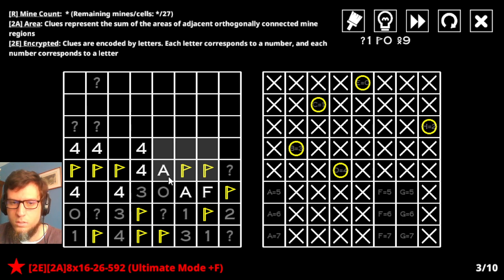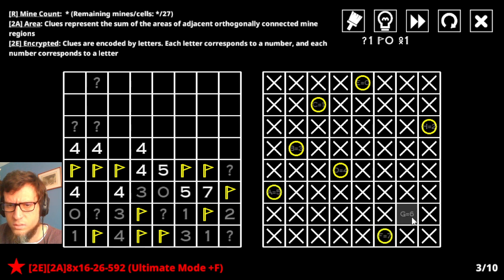Okay, this A, so this has to be outside of the influence of that, but if this connects to the 4, is that a problem? Not quite. Because F has to be 2 more than A. Right? Because these things are tied up, but this F has 2 things outside of the influence of that A. And if F is 2 more than A, then A is 5 and F is 7. And therefore G is 6, even though G doesn't even appear on the board.